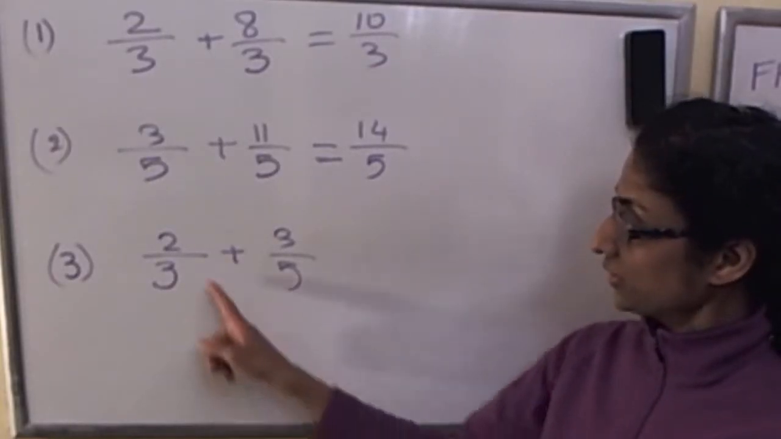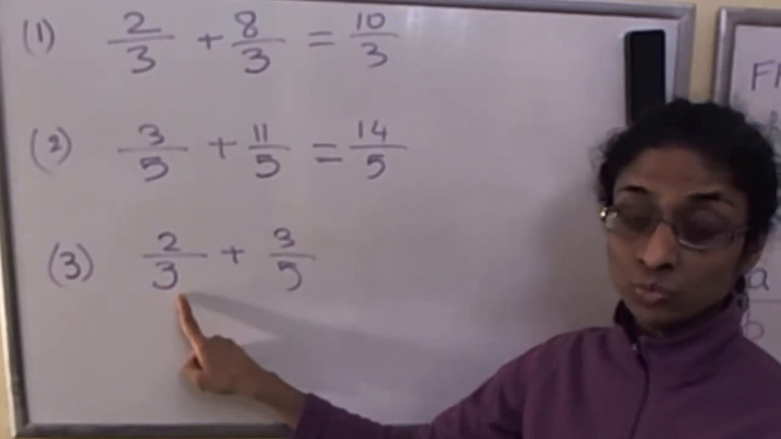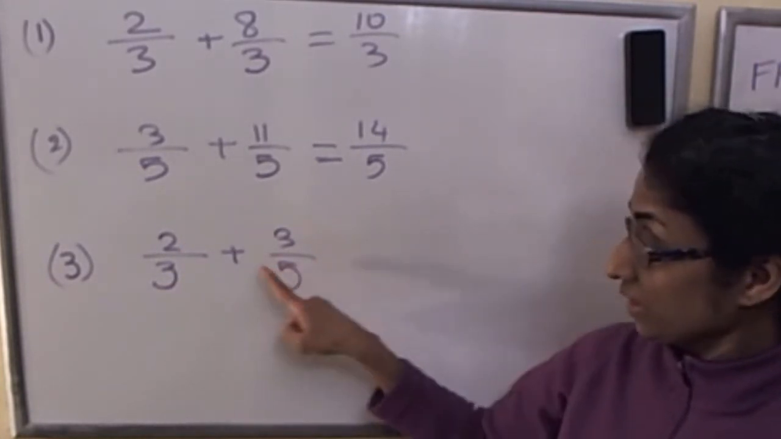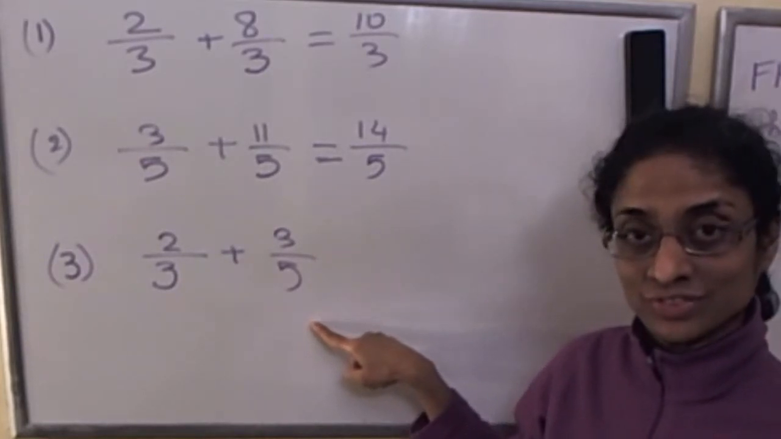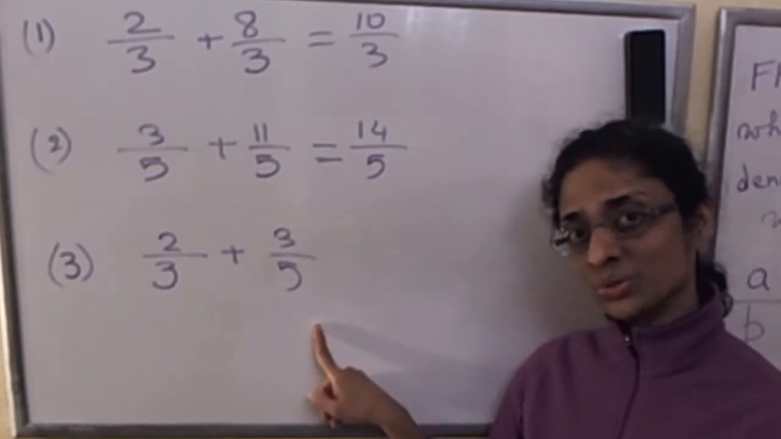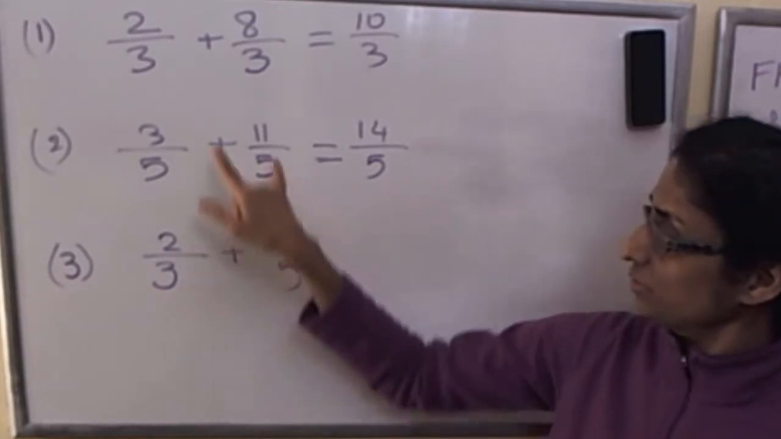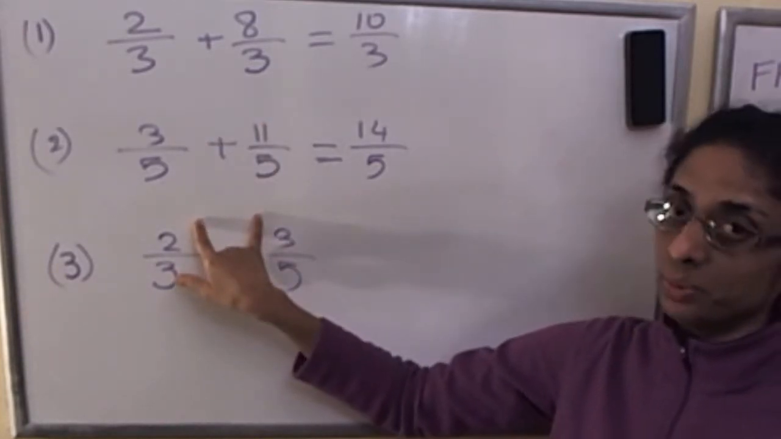So here we notice 2/3 is 2 copies of 1/3. Add to it 3/5. 3/5 is 3 copies of 1/5. So do you see what's going on? Why is this problem different from 1 or 2? Let's go back and look.